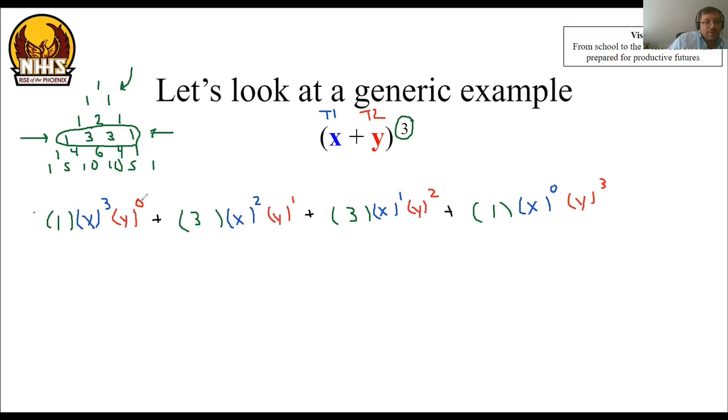So y to the 0 is 1. So 1 times x cubed is simply x cubed.